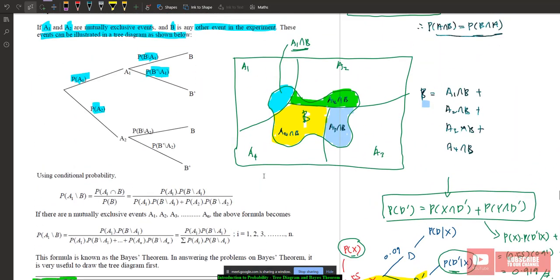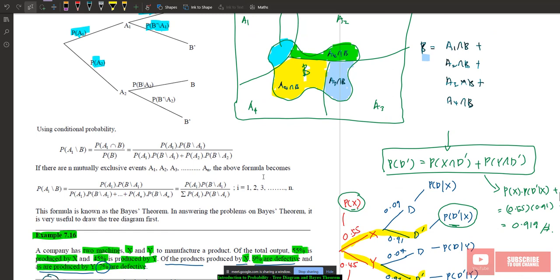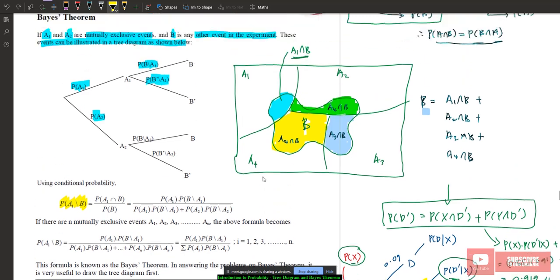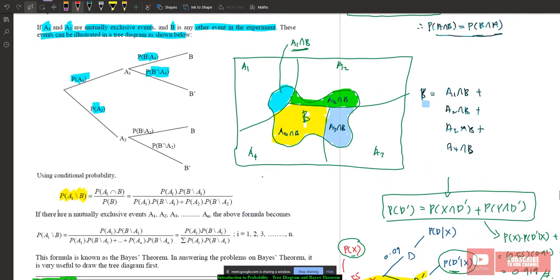So now, let's look at the formula for Bayes theorem. For Bayes theorem, if you want to find the probability of A1 given B, look at the tree diagram. We have the probability of A1, probability of A2, and this is probability of B given A1. This is probability of B complement given A1. This is probability of B given A2.